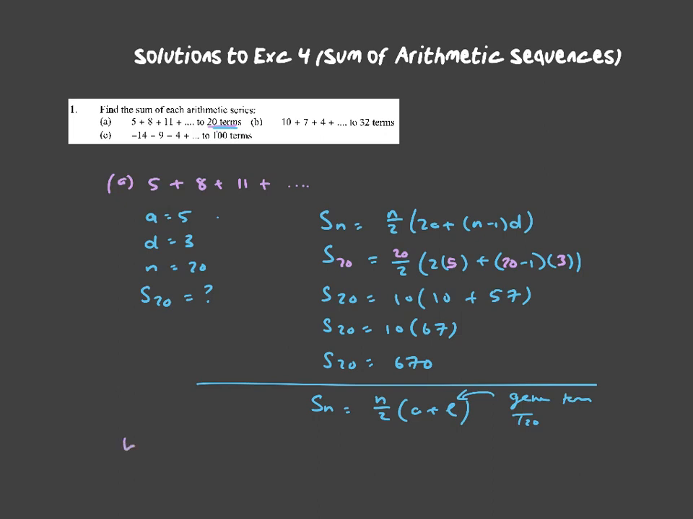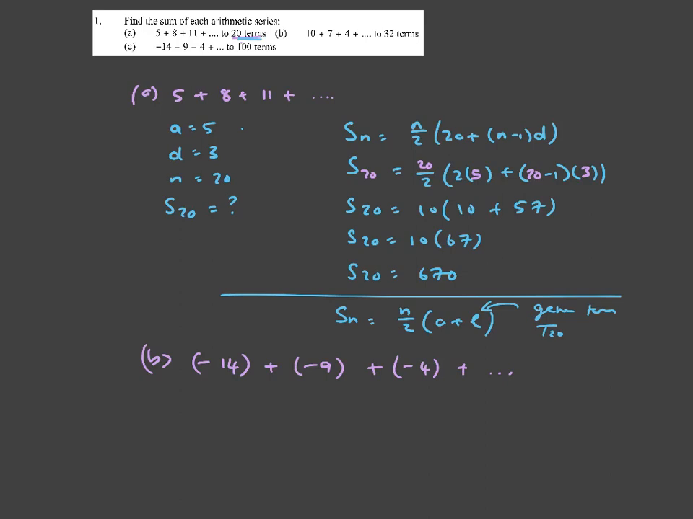Question B. Here we've got minus 14, and then we're going to add minus 9, and then the next term is minus 4. I like separating it like that. So what do we know about this question? Well, we know that a is equal to minus 14. We know that the difference, you need to add 5 to every single term to get the next term, so that's 5. And we need to find the sum of 100 terms. In other words, we need to work out what S of 100 is.